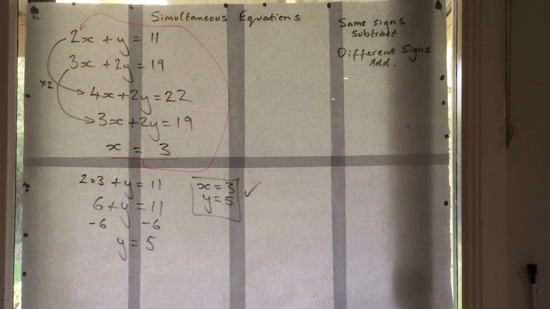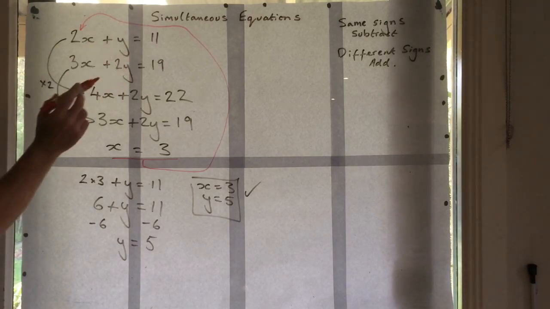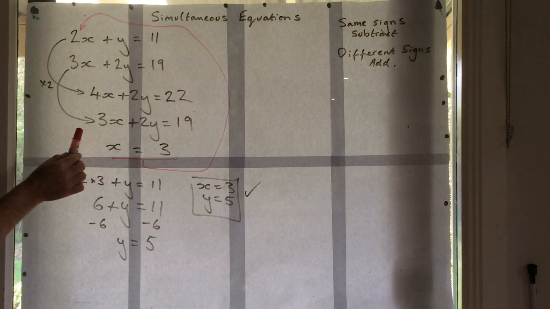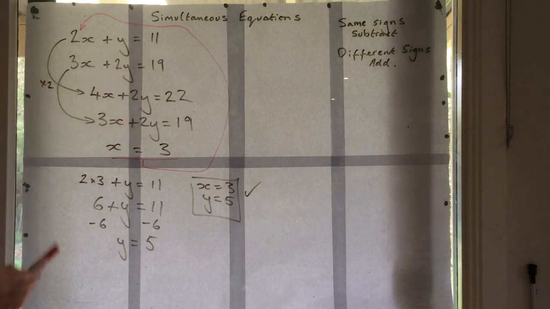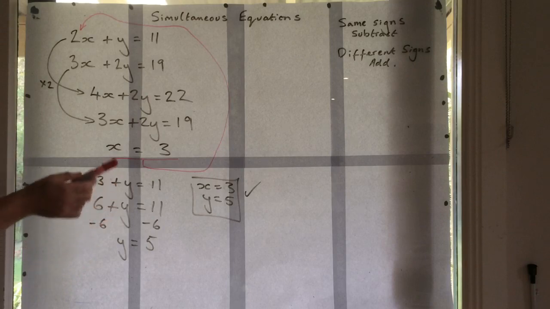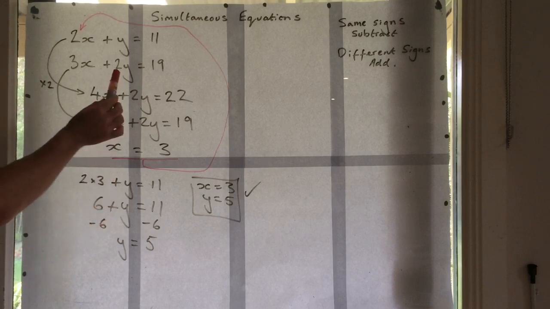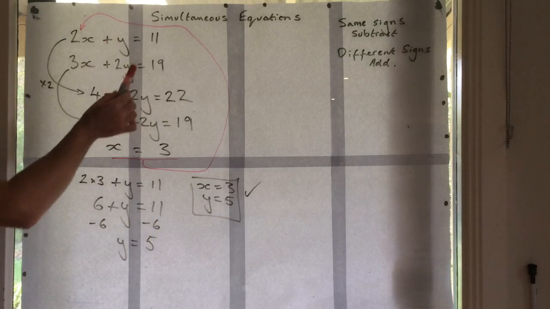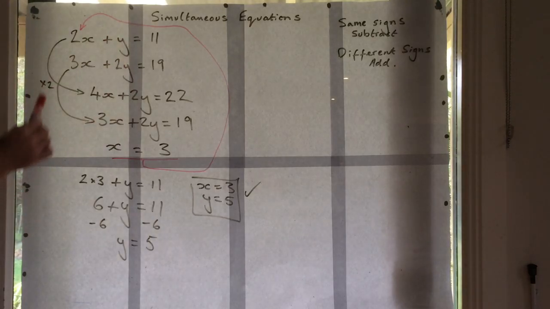Now some of you might say, well, why did you do what you did? Why did you multiply this by 2? Because I've got to think, what is a number that 2 and 3 both go into? Well, they both go into 6. What's a number that 1 and 2 both go into? Well, they both go into 2, and I've already got 2, so I don't actually have to do anything. That's why it's easier for me to cancel out the y's as opposed to the x's.